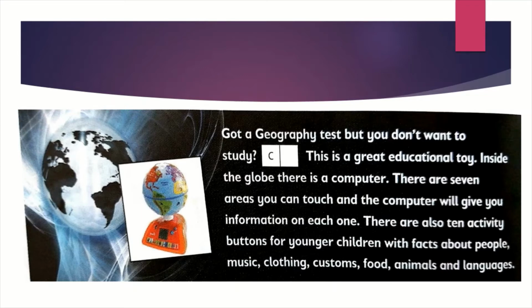So this machine or device is a globe, but it's not a normal globe on which you find only the map. In this globe there is a computer, there are games, there are activities that you can do, and it gives you extra and much information about music, clothing, food, animals, and languages of each country.